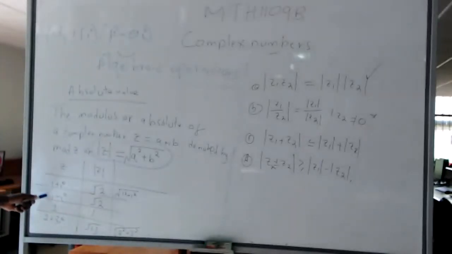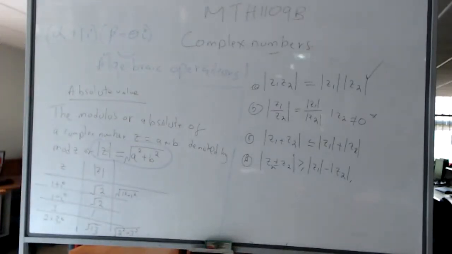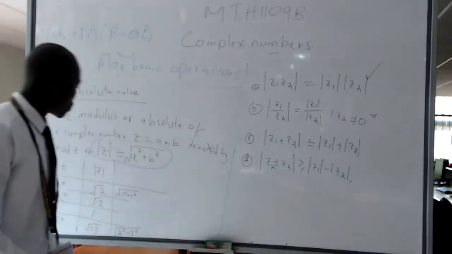How do you make complex numbers? We just did this. It's 0. It's 2. So Z1 plus Z2 is 2. So what's the absolute value of 2? 2. Good. Absolute value of 2 is 2.